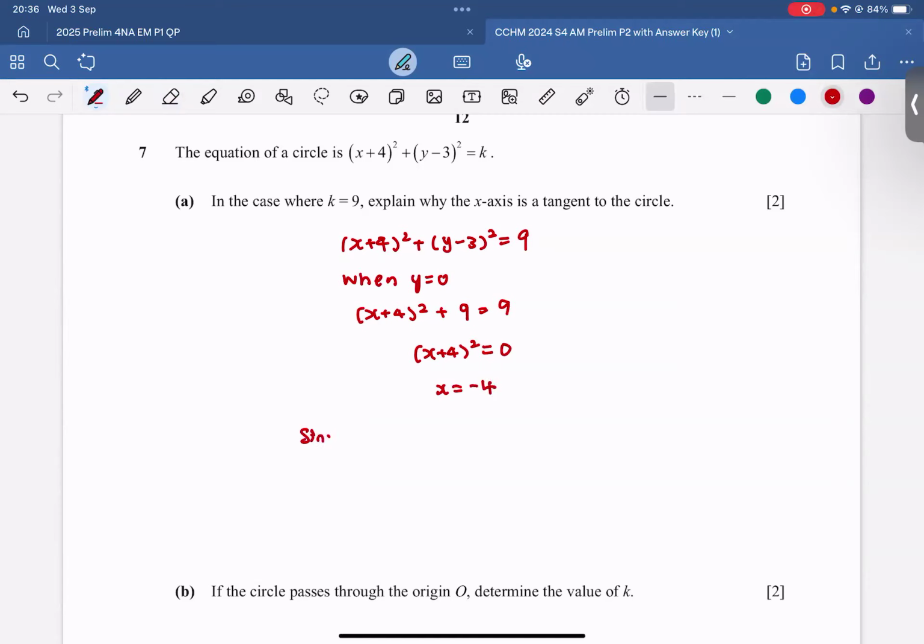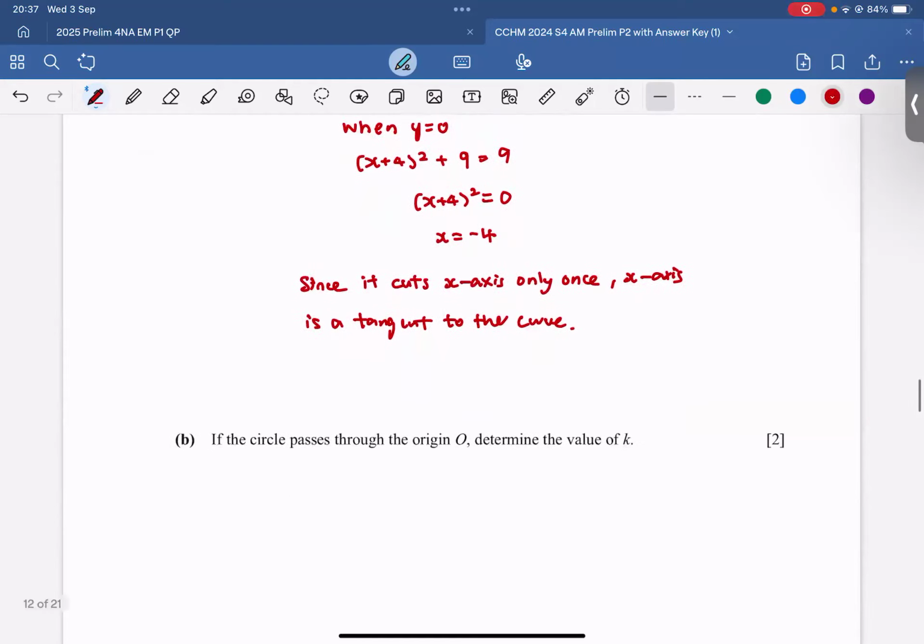So you say, since when y equals to 0, or you can say since it cuts the x-axis only once, x-axis is a tangent to the circle. Okay, you all use a lot of English to explain, oh, my radius is this, my y coordinate is this, so it will be tangent to it. This is the more mathematical approach to the question. We just try to solve and show that there's only one answer.